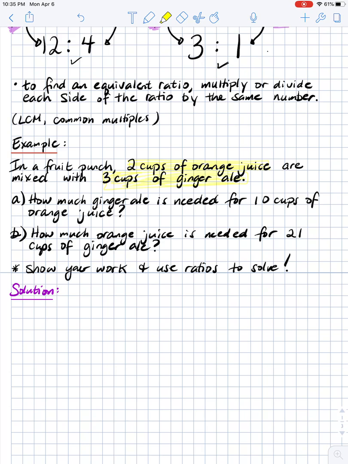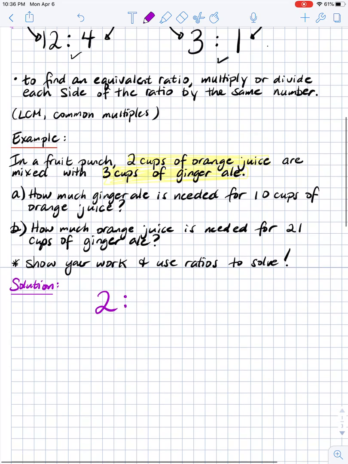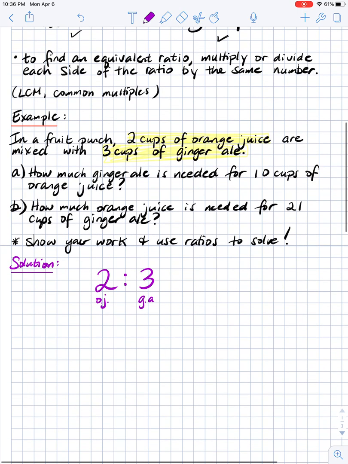And the way I would approach this is I would always write down the original ratio and label what it stands for, so that you're always consistent with the order, because again, order matters when you're dealing with ratios. It has to be consistent with whatever quantity is being named. So you've got 2 cups of orange juice, OJ, and then you've got 3 cups of ginger ale. So that's the basic ratio that you're dealing with, right?